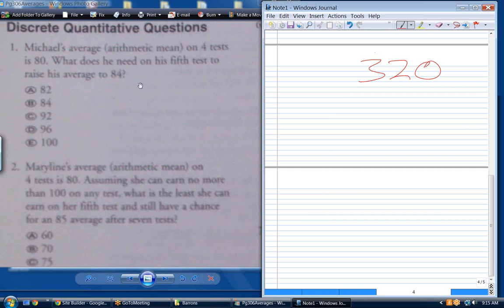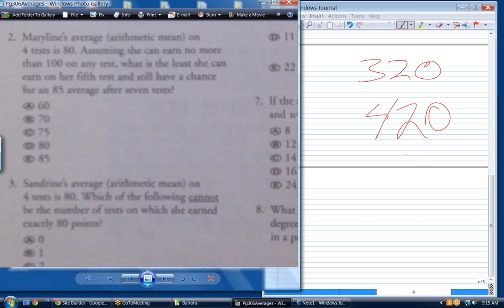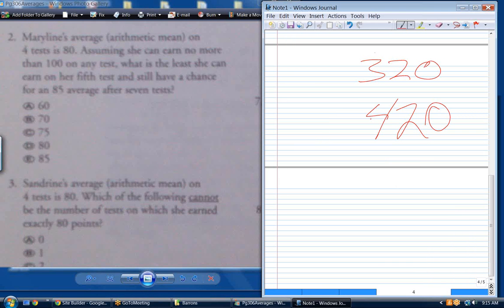Okay, so what should we do with the second sentence on this problem? 84 times 5. Okay, what's that number? Which is 420. Okay. So 420 minus 320, he needs 100. Exactly. They become a piece of cake if you work with totals. Number 2 is a little trickier.